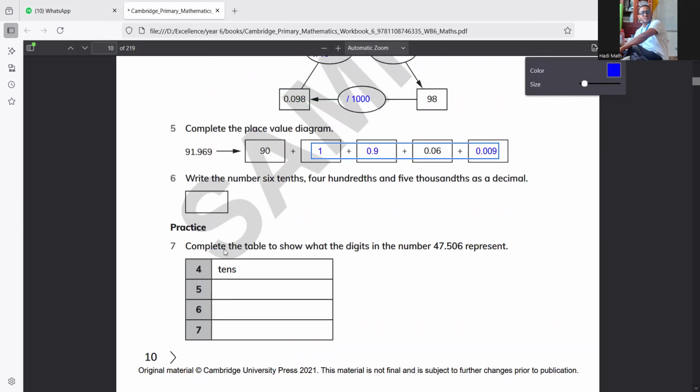Question 7, the table practice. Complete the table to show what the digits in the number 47.506 represent. The 4 represents the tens because it is the second digit to the left of the decimal point. The 5 is the tenths, the first digit after the decimal point. You need to memorize and study the place values according to what they are. Then you have got the 6. The 6, if you see, is the last digit, the third digit after the decimal point, which is the thousandths.